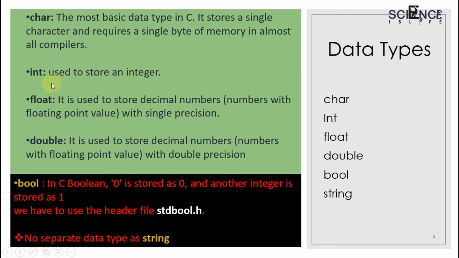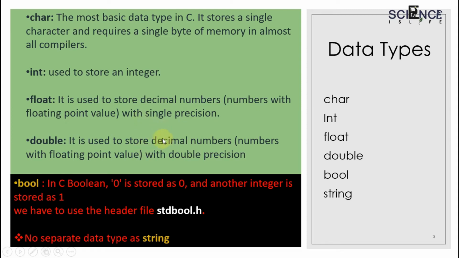As well, we use float and double to store decimal numbers, right? Both are used to store decimal numbers, but there is a little difference from each other. Float will store a decimal number with single precision, but double will store a decimal number with double precision. That is the difference between float and double, right?